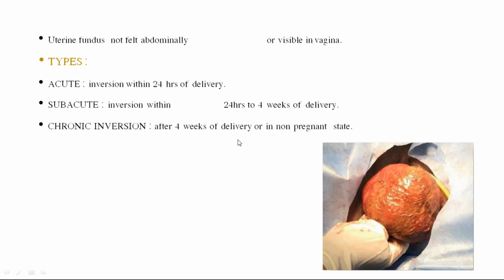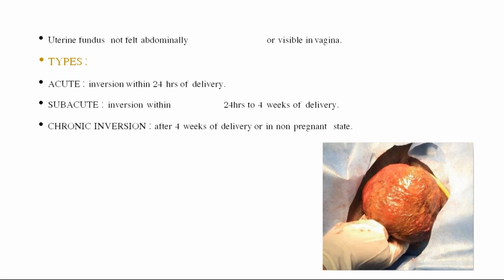So what is uterine inversion? This is the third stage delivery complication, fatal to the mother, and what will happen? Inside the uterus, the fundus will be outside. Instead of inside, it will be outside. Fundus of the uterus will be outside.